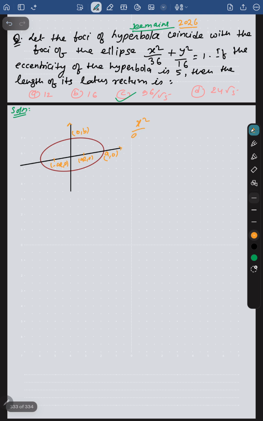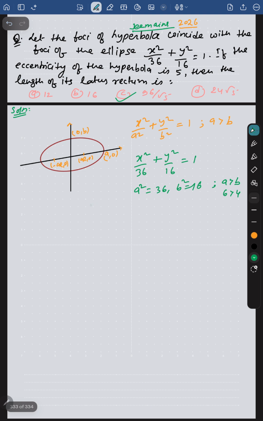Actually the general equation of an ellipse is like this: x square upon a square plus y square upon b square equal to 1, where a is greater than b. So a is the semi-major axis and b is the semi-minor axis. If we compare this with the equation of the ellipse given in the question, we can conclude that a square is 36 and b square is 16. Also a is greater than b because 6 is greater than 4.